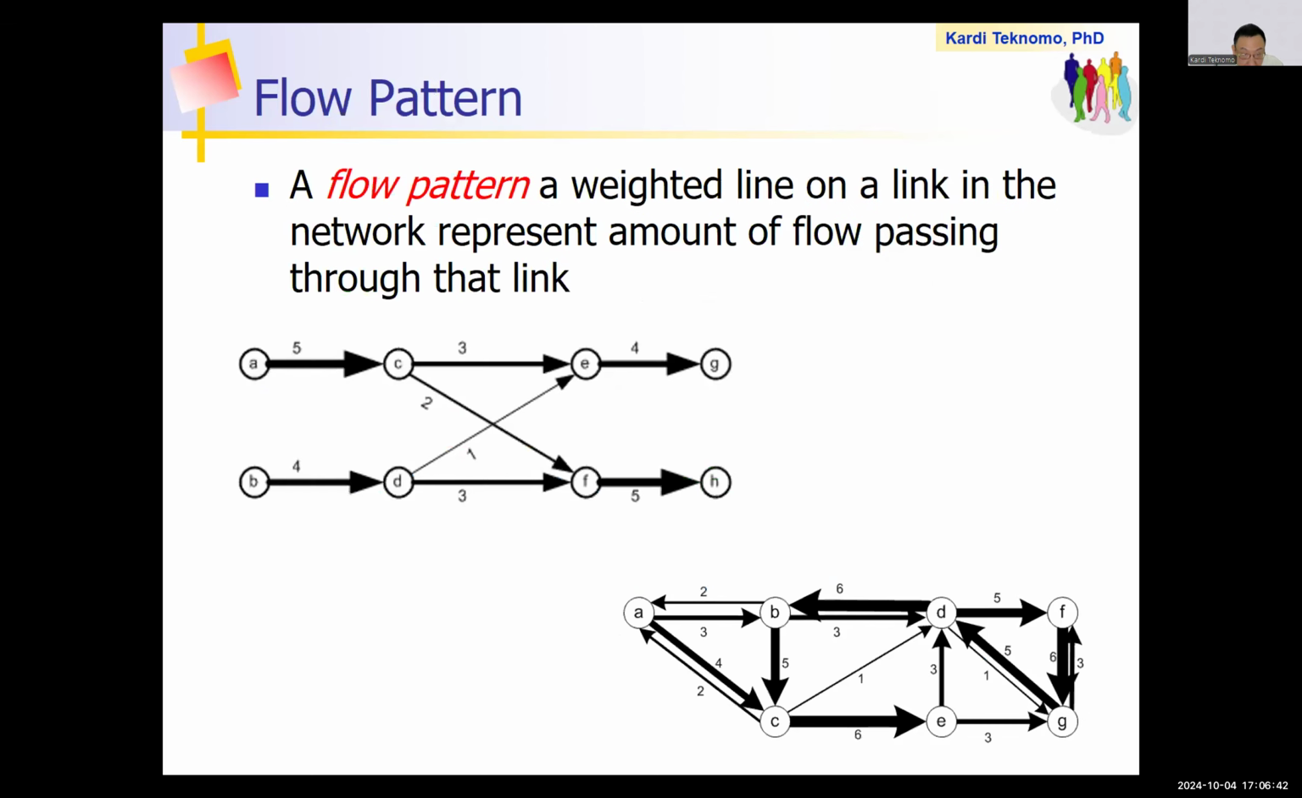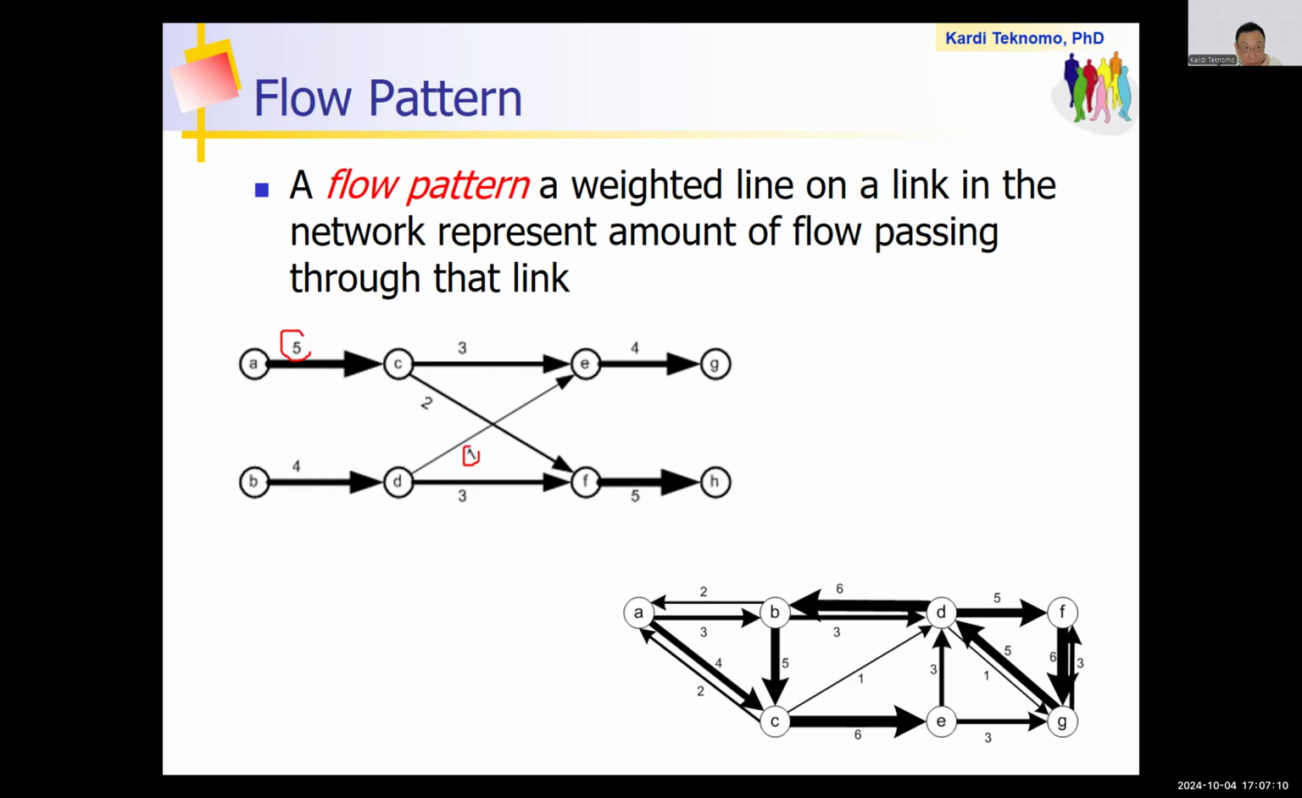From that we can also get the flow matrix. The flow pattern here is the visualization of the flow matrix, where we put the thickness in the network according to the flow. Here I have 5 flow, for example, and here I have only 1 flow. Of course, 5 flow is thicker than 1 flow, and so on.